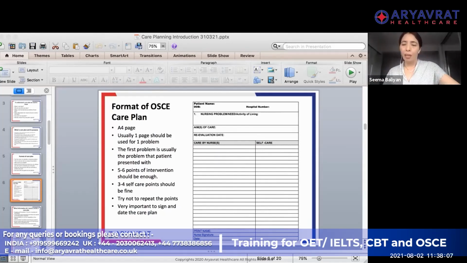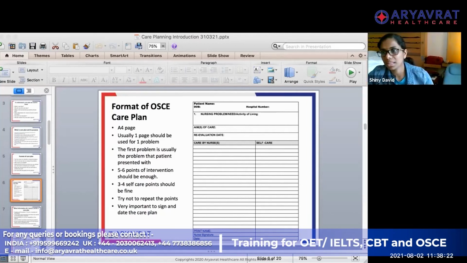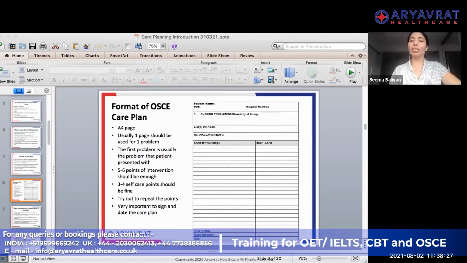Same way, if pain is the problem, what evidence can you use to say why pain is a problem? How do you know that pain is a problem? Pain score can be given for the patient. Absolutely. So you can say that my patient is suffering with pain as evidenced by the pain score of 4 out of 10.